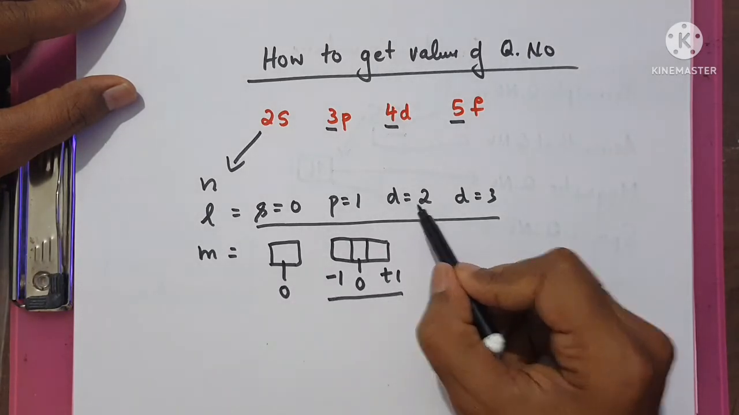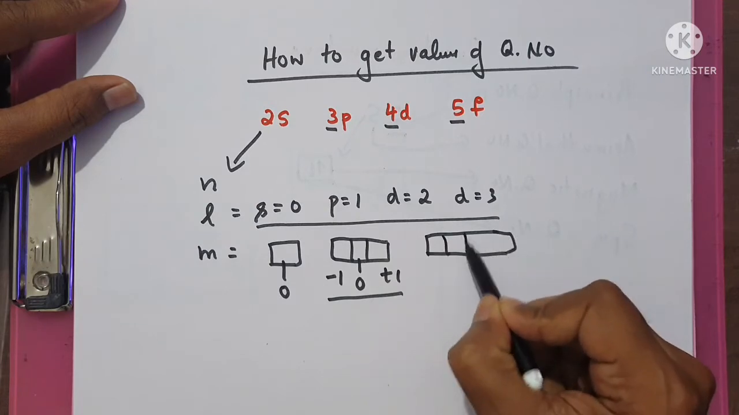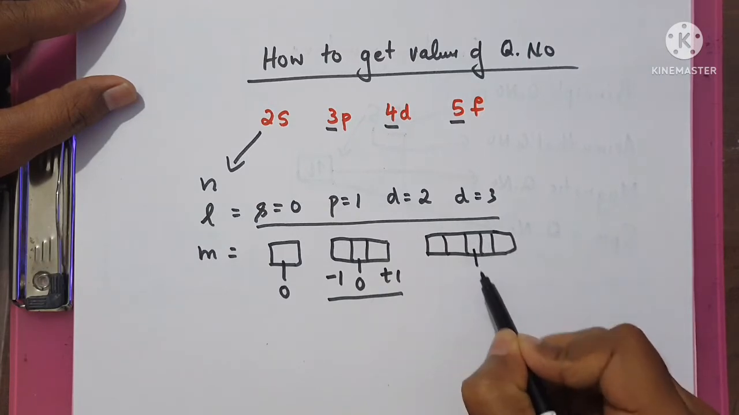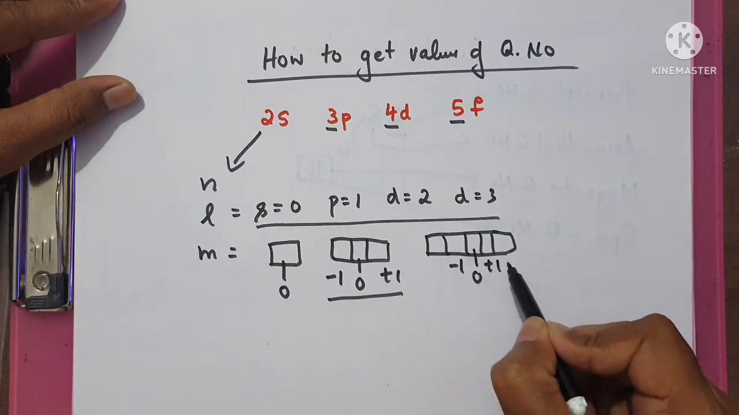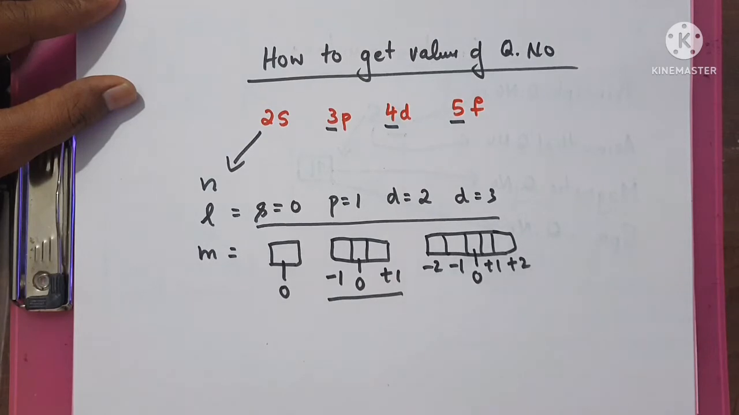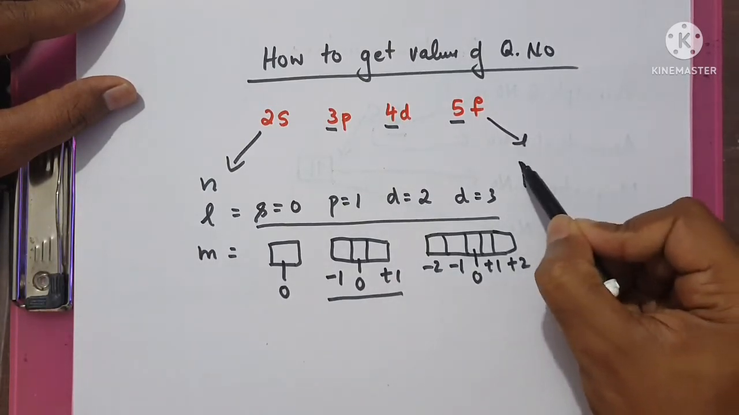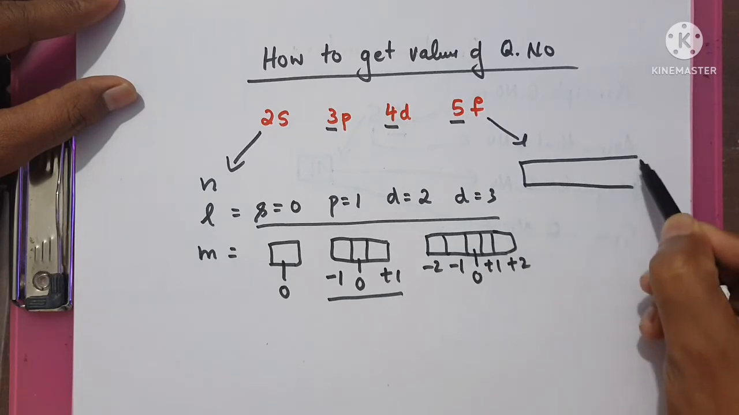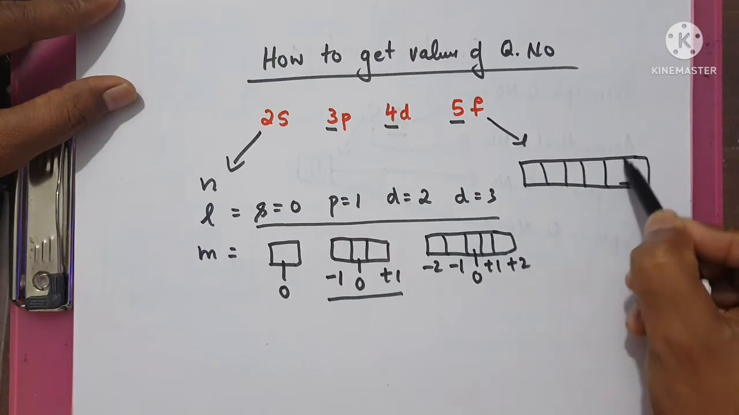If I take d, you can observe here. For d, how many orbitals are we going to take? We are going to take 5 orbitals. At the center, I'll start with 0. This becomes -1, this is +1, this is +2, this is -2. If it is the f orbital, you know how many orbitals we will take? We will take 7 orbitals.